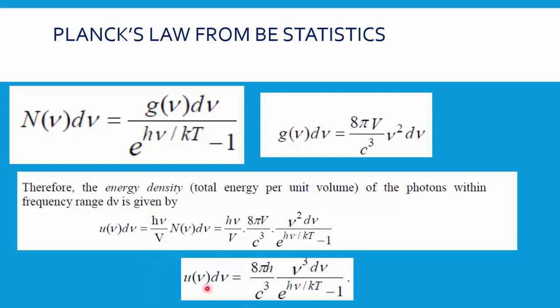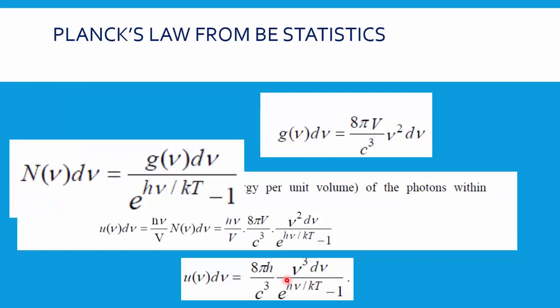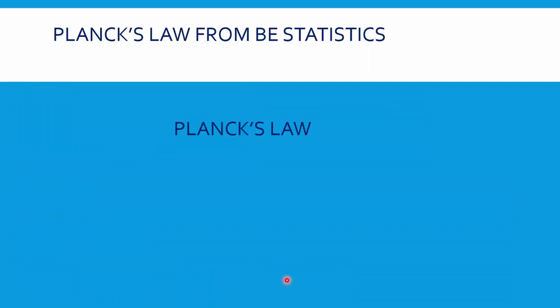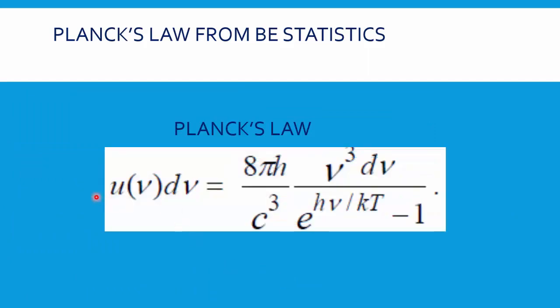So why do I have d nu? It means that the energy density is calculated from a frequency nu to nu plus d nu. So this is your Planck's law. Energy density is expressed as 8 pi h by c cube into nu cube by e to the power of h nu by kT minus 1.